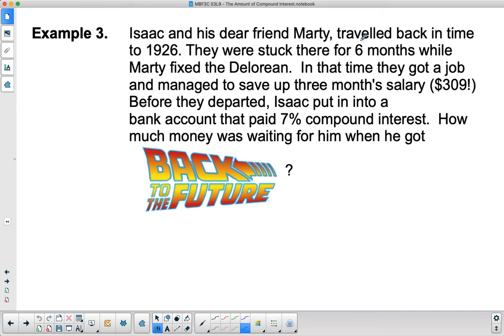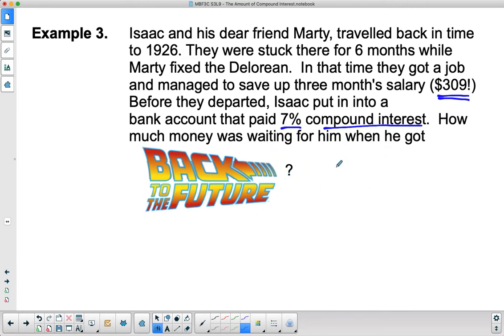Okay, Isaac and his dear friend Marty traveled back in time to 1926. They were stuck there for 6 months while Marty fixed the DeLorean. In that time, they got a job and managed to save up 3 months' salary, which was a whopping $309. Before they departed, Isaac put it into a bank account that paid 7% compounded interest. How much money was waiting for him when he got back to the future?